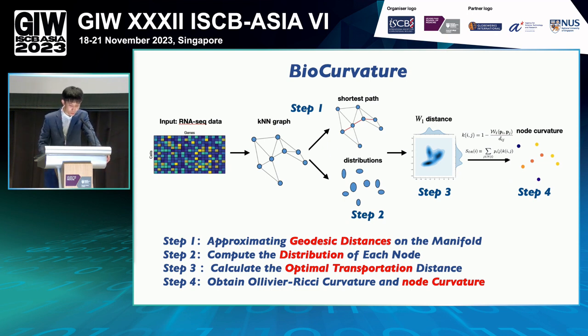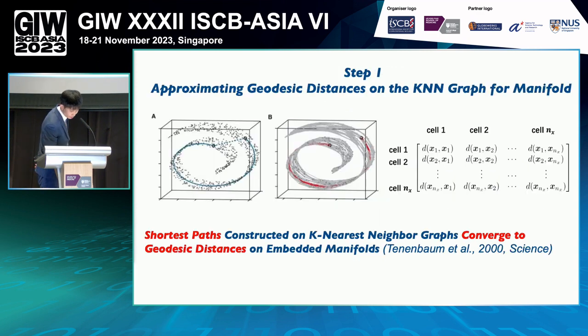We proposed the BioCurvature framework on single-cell sequencing data. The algorithm consists of 4 main steps. First, we approximate geodesic distances on the cell graph. Then we compute the distribution for each cell, followed by calculating the Wasserstein distance between distributions. Finally, we obtain the node curvature. Next, I will explain the details of each step.